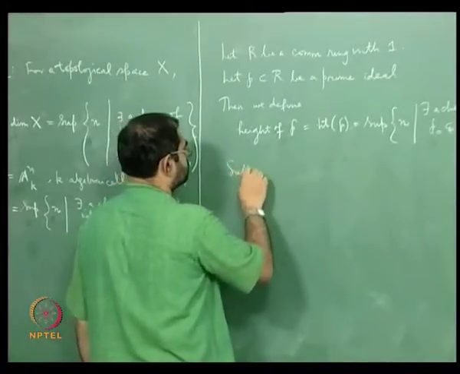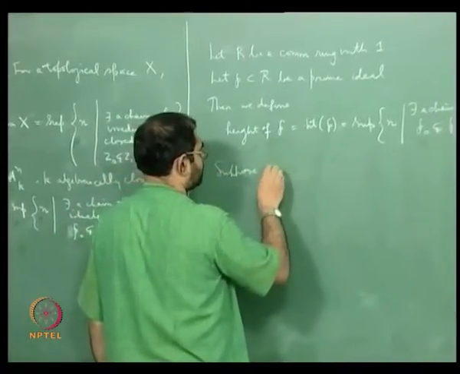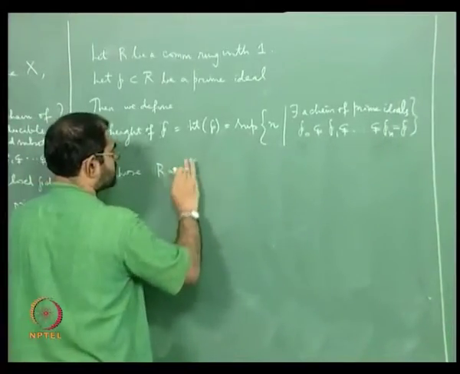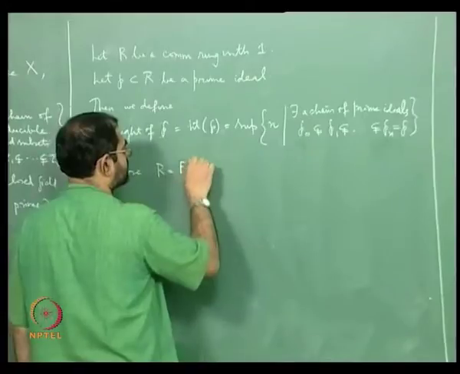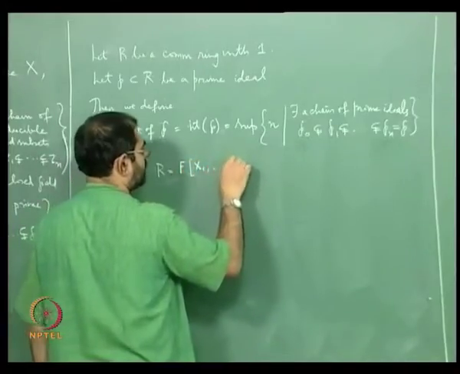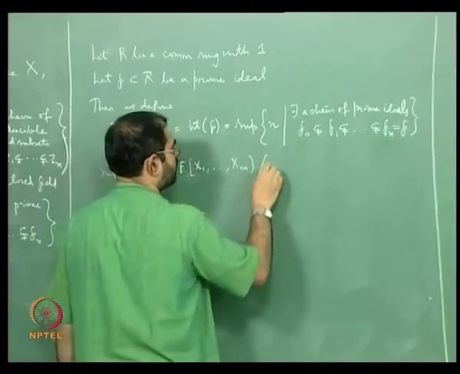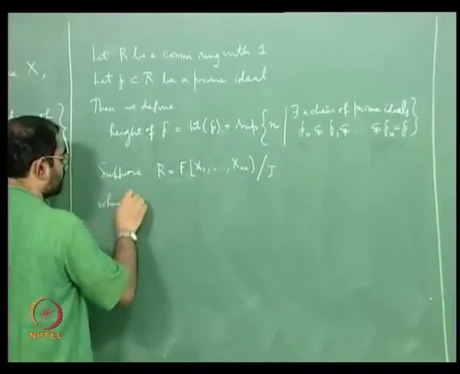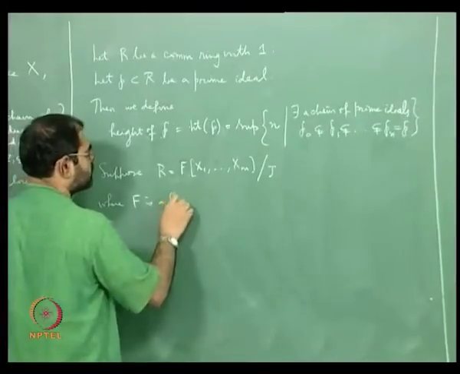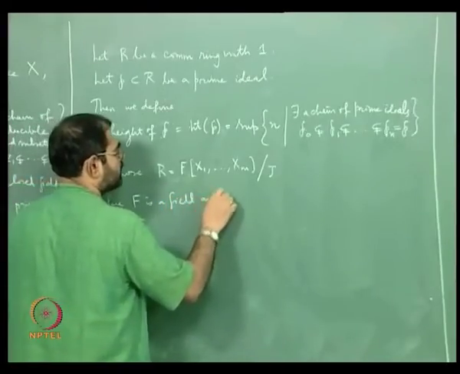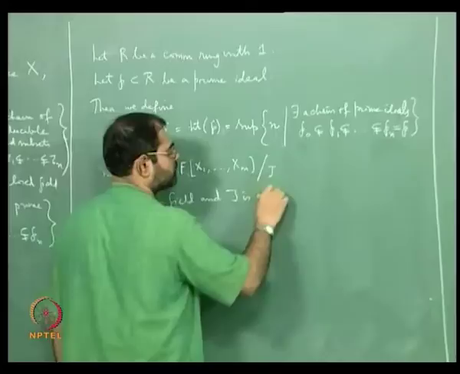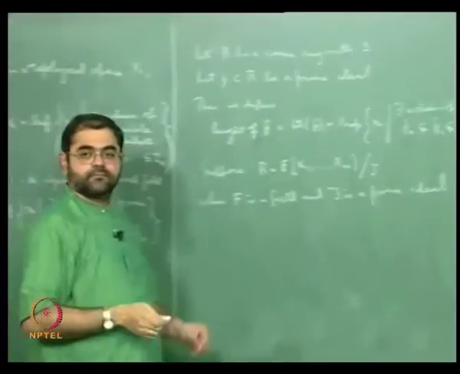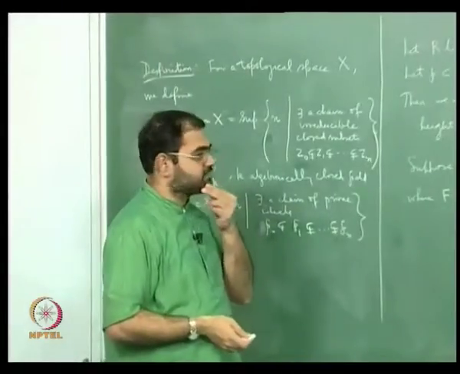Suppose R equals k[x1, ..., xm] modulo J, where k is a field and J is a prime ideal. Suppose R is of this form.